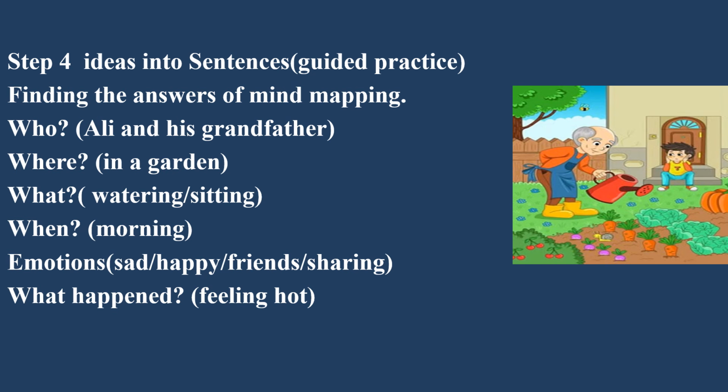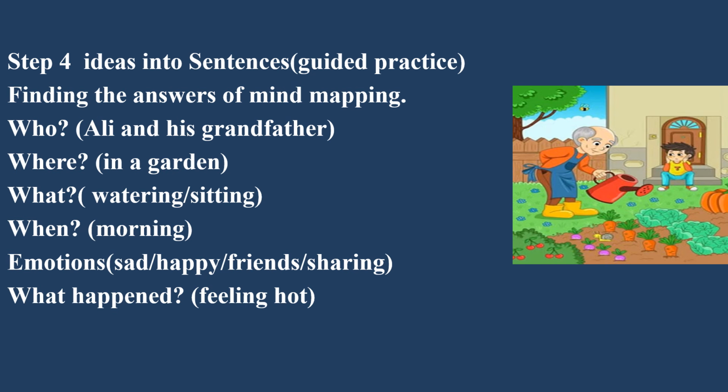Like finding the answers to the mind mapping, the questions which you have in your mind, like who are the characters in the story. Let's suppose you think of a name like Ali. There's Ali in the story, in the picture, Ali and his grandfather. Where are they? They are in a garden. What are they doing? Now, both characters are doing different things. Grandfather is watering the plants, and Ali is sitting on the stairs.